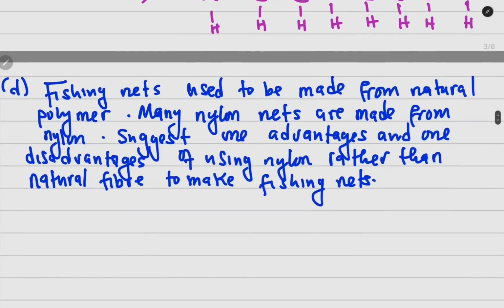Then now finally the D question. So this section C question was 10 marks. The D question is, fishing nets used to be made from natural polymers. Many nets are made from nylon.